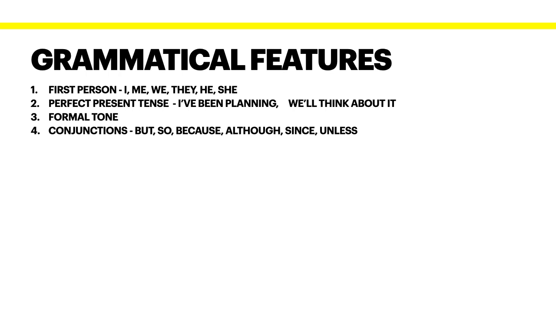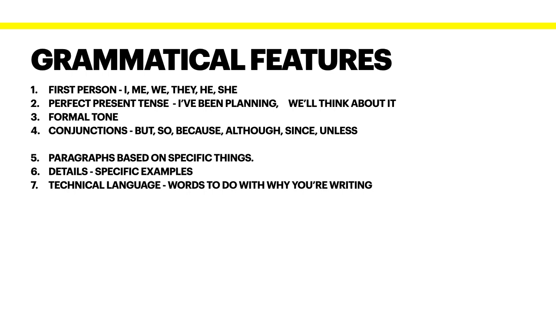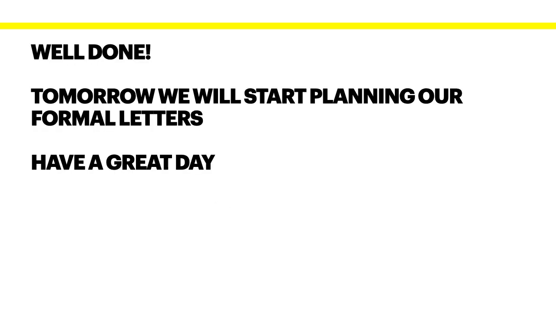And then we said that we need our paragraphs to be based on specific things. So, for example, the way that Martha talked specifically about why she enjoys being in the garden. That was a specific detail that she included. And we need to be using technical language throughout, which are words that have something to do with why we're writing. And finally, as ever, we know to include a wide range of punctuation. And see if you can use all of these elements of punctuation in your own letter later on.